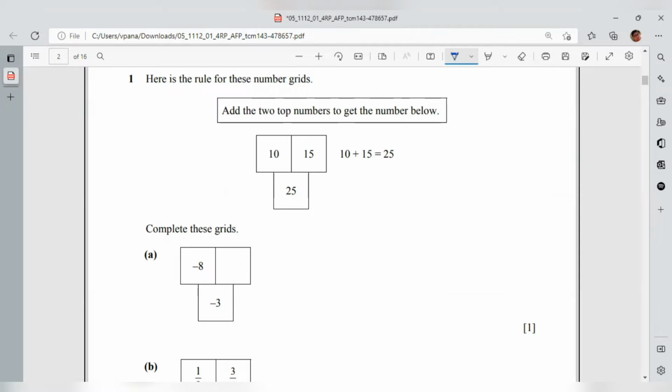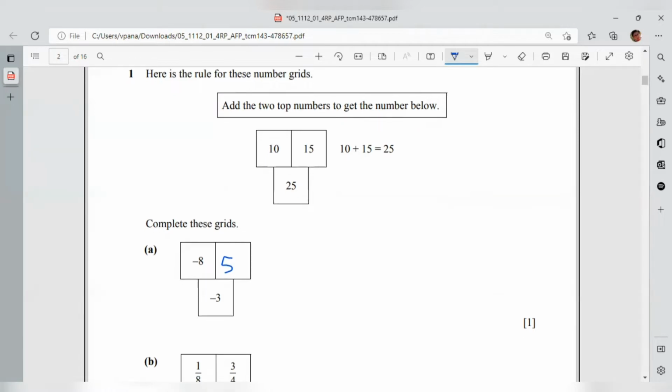Now, minus 3 is the sum of minus 8 and something. So, minus 8 plus 5 gives minus 3. Got it? So, it is addition. So, minus 8 plus 5, you get minus 3.